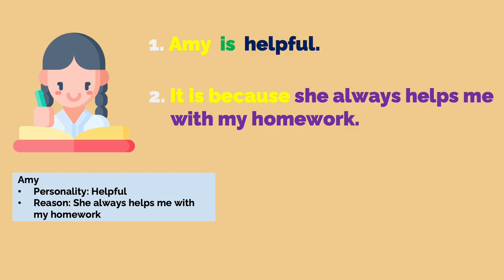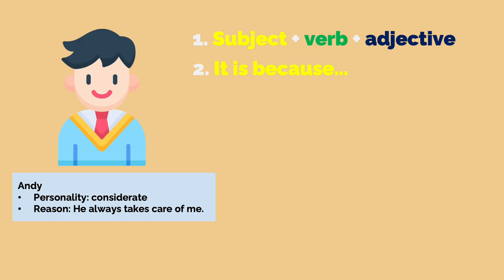First of all, to describe Amy's personality, we can make use of the sentence pattern subject plus verb plus adjective, right? We can say Amy is helpful. Amy is the person whom we are describing. Is is the verb, and helpful is the adjective. Also, when we want to talk about the reason, we can make use of the sentence pattern it is because. So, this time, we can say it is because she always helps me with my homework. This sentence explains why Amy is helpful. Let's move on to take a look at another example.